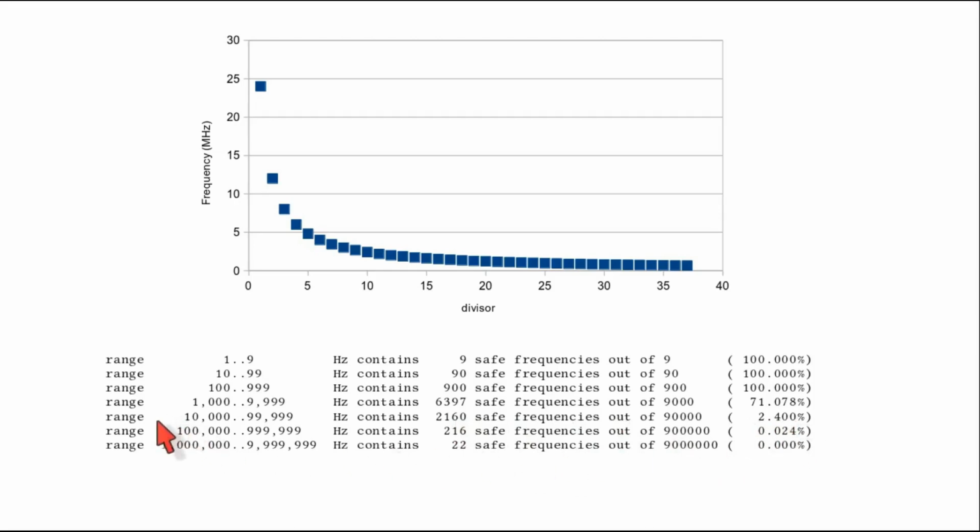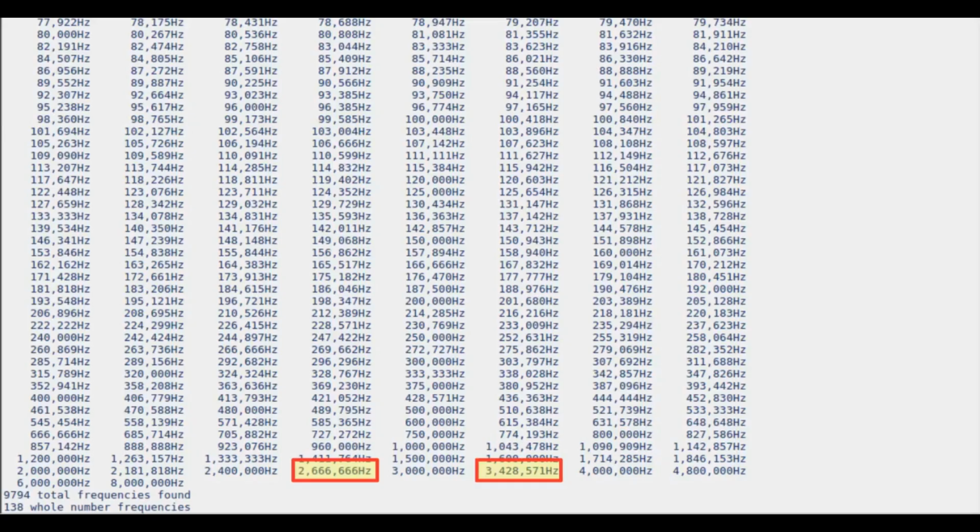But at the higher ranges, the picture is very bleak, and don't forget, each higher range is 10 times the size of the previous one. At the top end, we just have 22 safe frequencies for 10 million possible ones. In fact, if you think of the practical use of safe frequencies, the picture is actually worse.